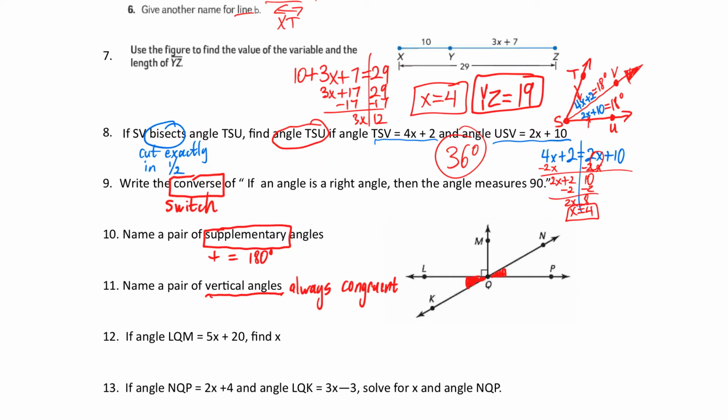Okay, number 9, write the converse. So again, in converse we switch it. So what's this going to say? Good. If an angle measures 90 degrees, then it is a right angle.